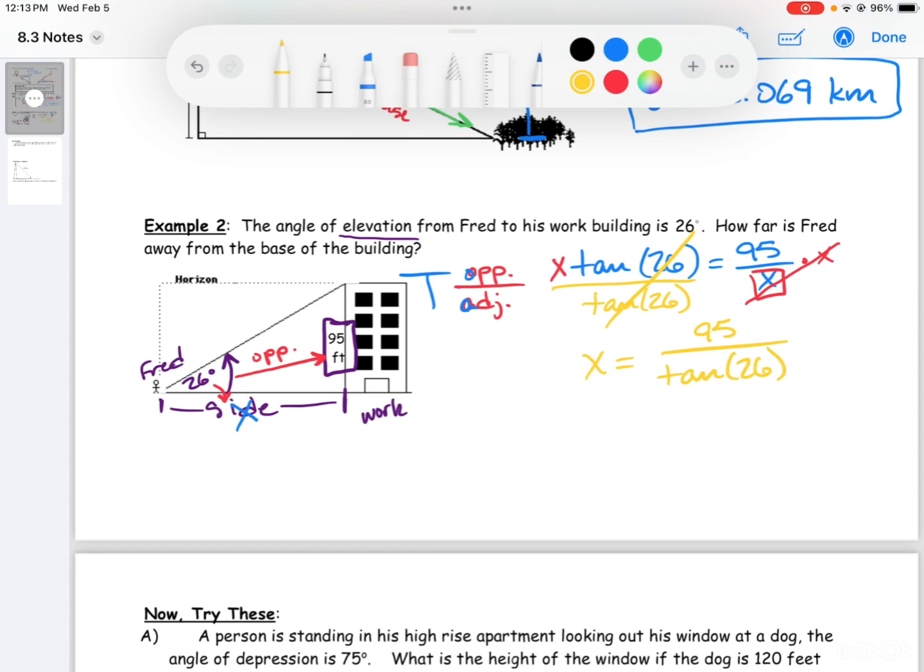And when you type into your calculator 95 divided by the tangent of 26, we get that Fred is 194.779 feet from the building. 194.779 feet.